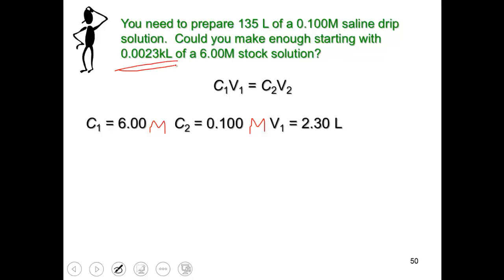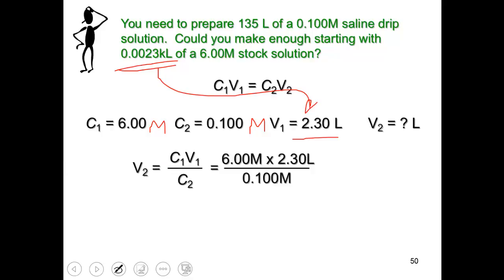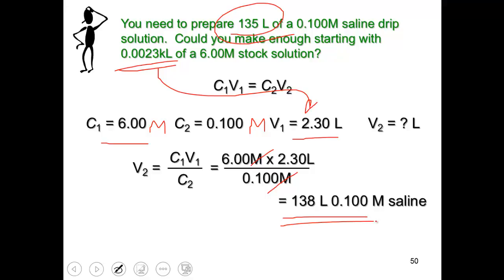What's the initial volume? Well, I'm going to take this 0.0023 kiloliters, and it actually is 2.30 liters then. If you don't believe me, do the conversion, and we want the new volume. And so rearranging our equation, the molarity cancels, we're stuck with liters, and so 138 liters of 0.100 molar solution. Now I wanted to make 135 liters, and this stuff makes this amount of saline. So yes, I can actually make this amount. I can make 138, and I only needed 135.